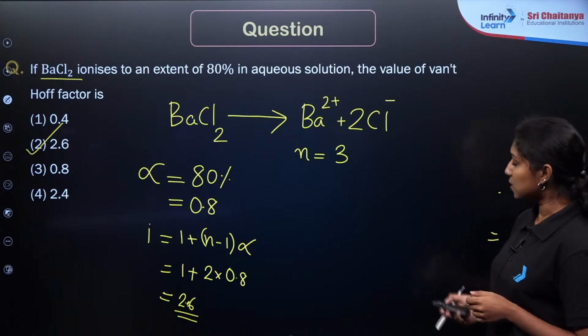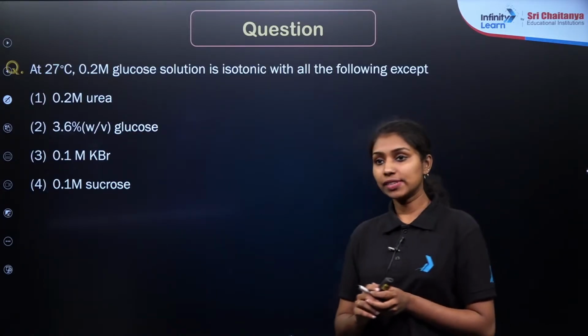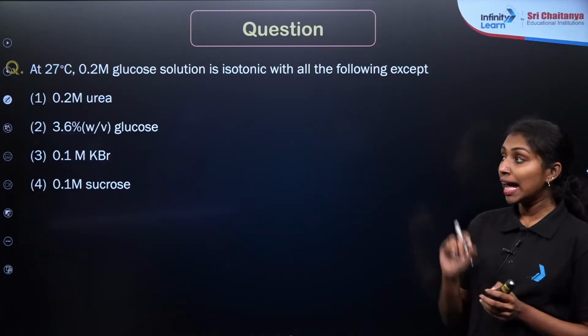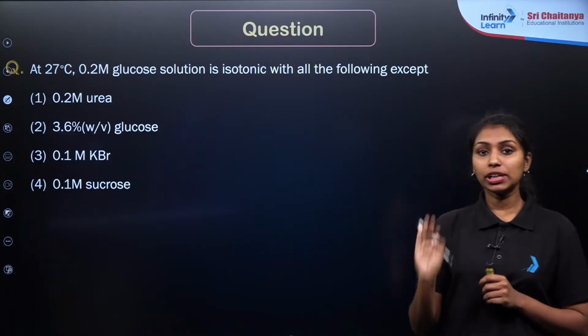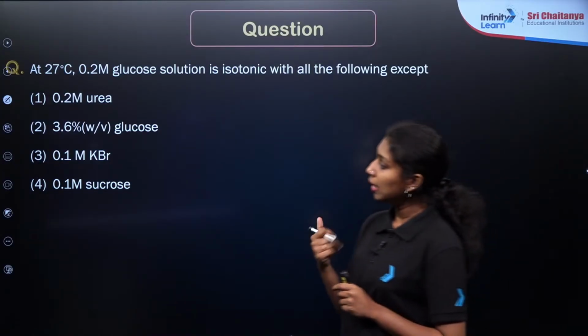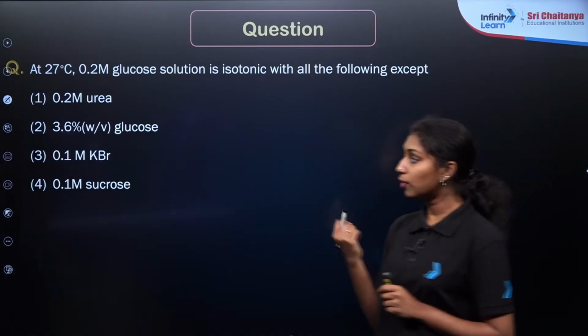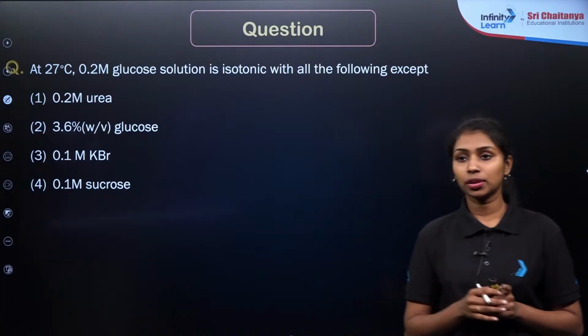Here is the next question. At 27 degrees Celsius, 0.2 molar glucose solution is isotonic with all the following except. Four different solutions are given here. First option is 0.2 molar urea. The next one, 3.6% weight by volume of glucose. Third one, 0.1 molar KBr. And the last one, 0.1 molar sucrose.